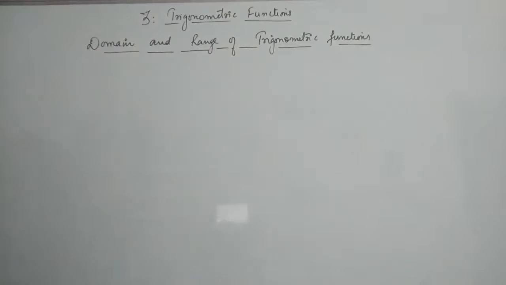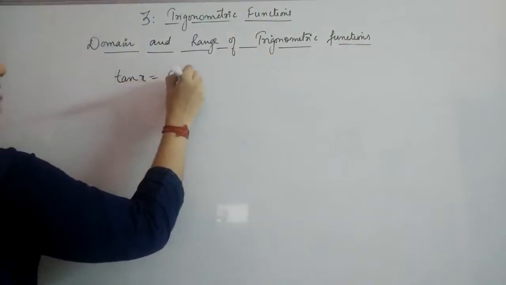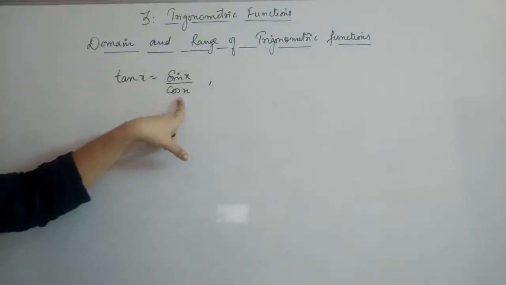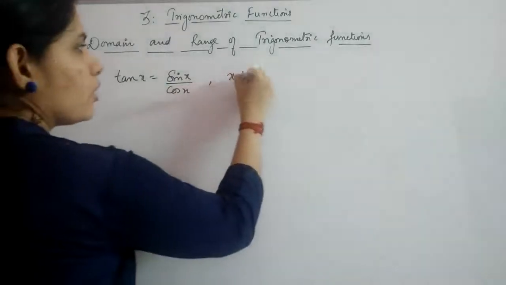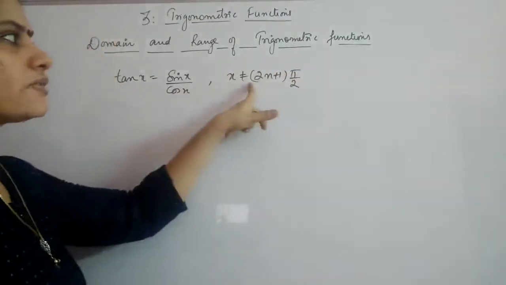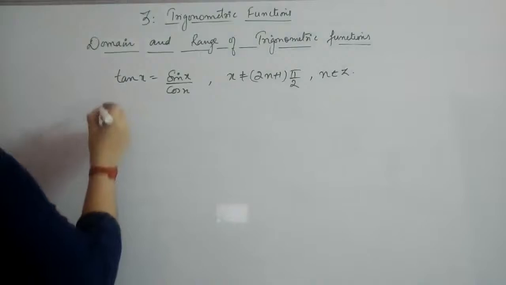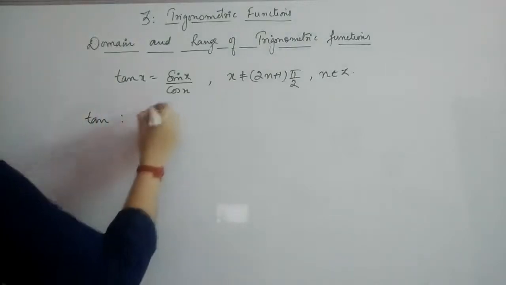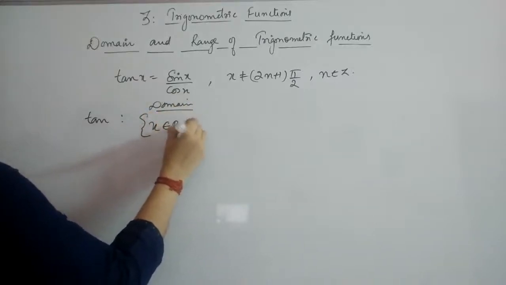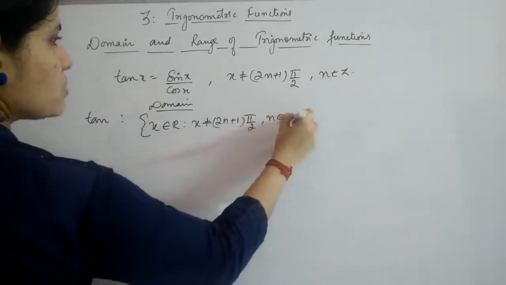Now the next function is the tan function. Tan x is sin x by cos x, right? That means the condition for tan will be the same as sec. What was the condition for sec? The x value cannot be (2n plus 1) into pi by 2, because the denominator has cos, and if it is 0, the value is undefined. So you will have the same condition for tan's domain also. That means tan has the domain as the set of all those x in R such that x is not equal to (2n plus 1) into pi by 2 where n belongs to Z.